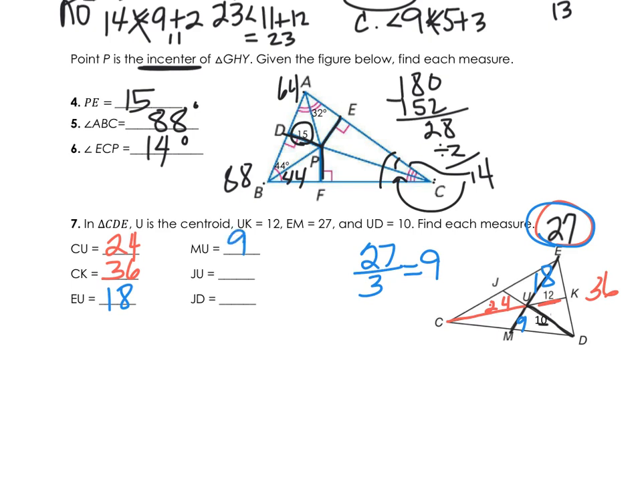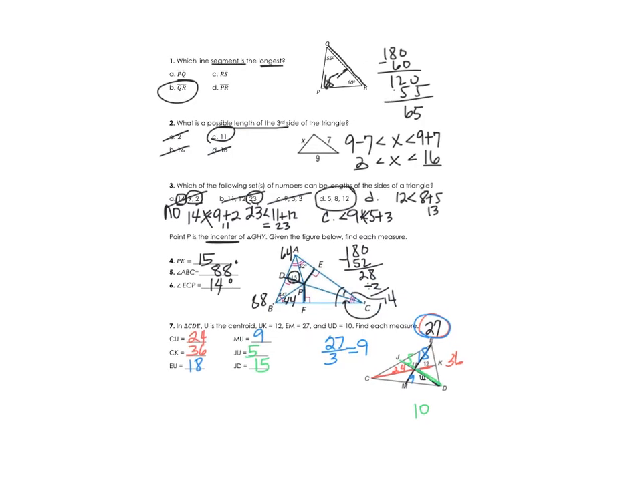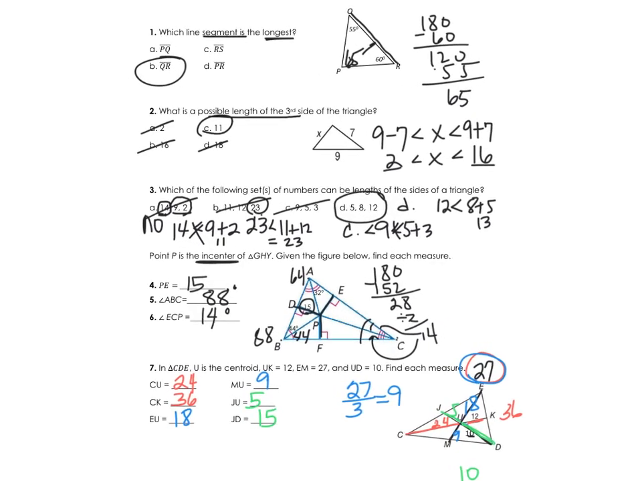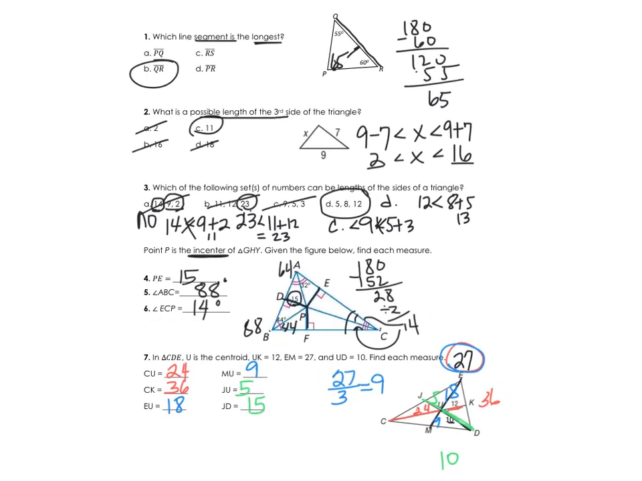Okay, so here I have the long side, we'll do this one in green. I have the long side, 10, and it's 2 of the short part. So the short part has to be 5, because I divide by 2 to get that. So that's JU is 5, and then JD is 5 plus 10, or 15. And that is what is on the semester exam.